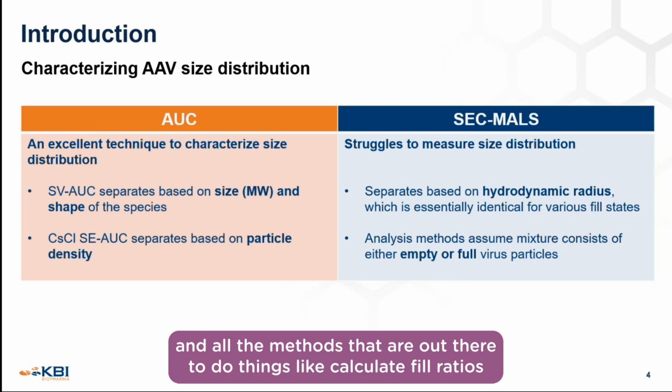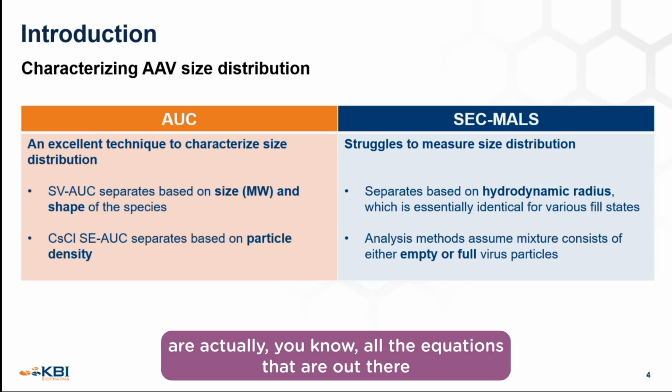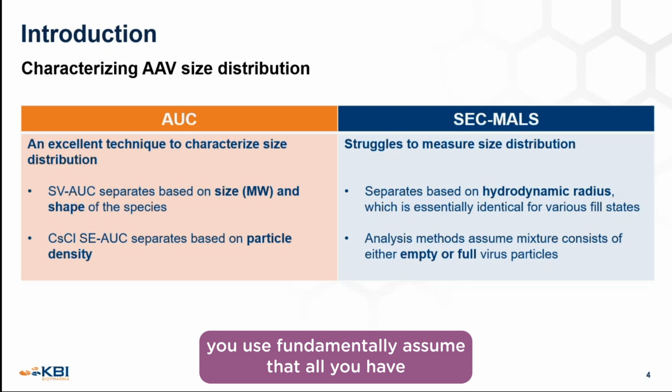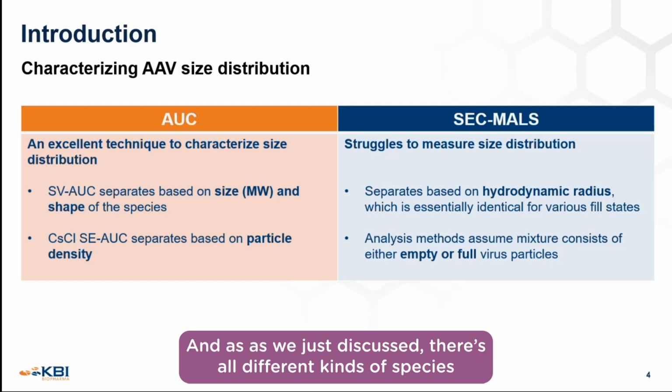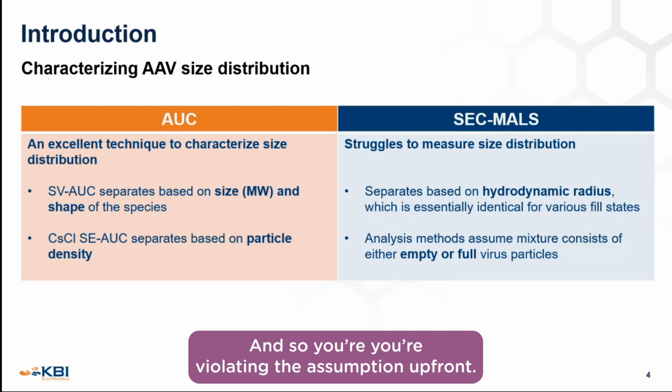The methods that are out there to calculate things like empty-full ratios, all the equations that are out there, fundamentally assume that all you have in the main eluting peak is some mixture of empties and fulls. And as we just discussed, there are all different kinds of species that can be formed there, so you're violating that assumption up front.